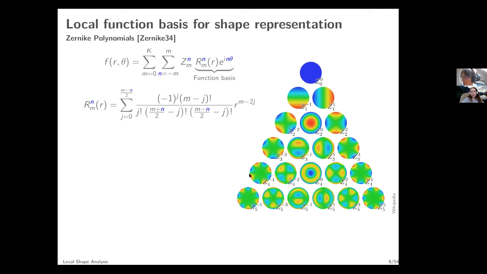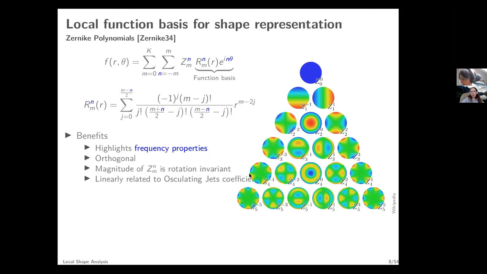And another nice feature is that it's orthogonal, and you can compute the coefficients by a linear system solve in the same manner as you computed the coefficients for the osculating jets. And the magnitude of the coefficients is rotation invariant. So it's important because when you take a different origin for the theta angle, the amplitude of the coefficients remains the same. And it's nice because it removes the problem of choosing the right origin for the angles.